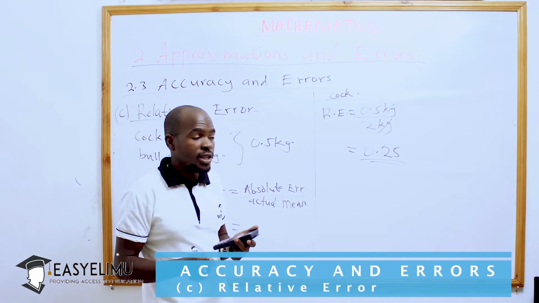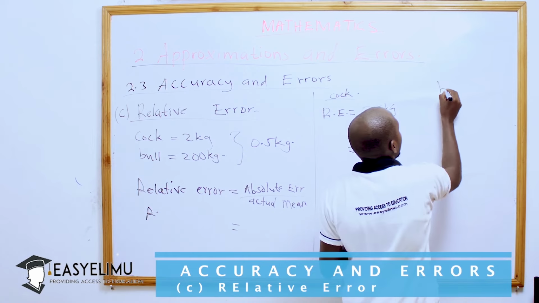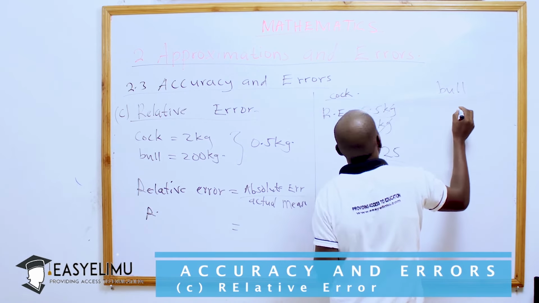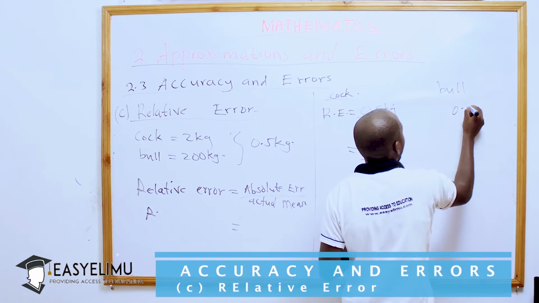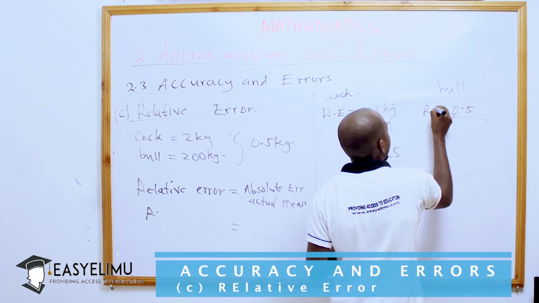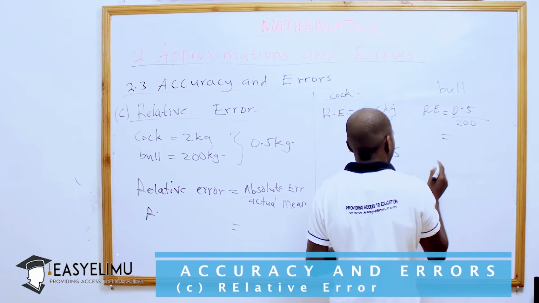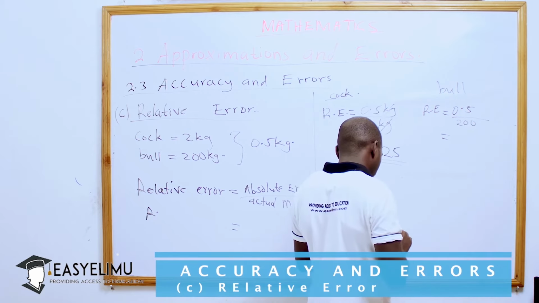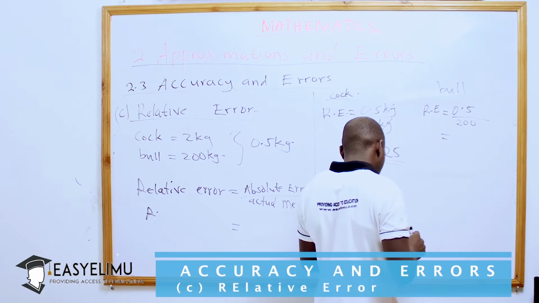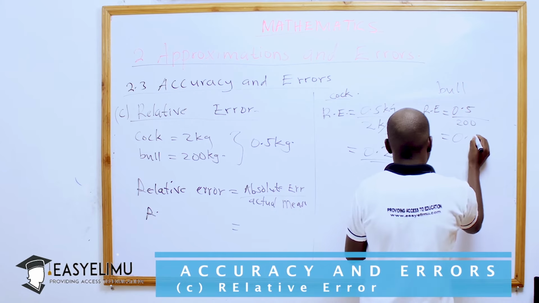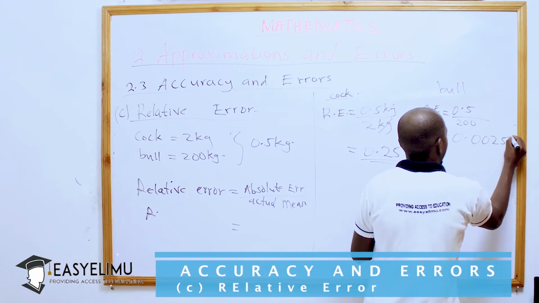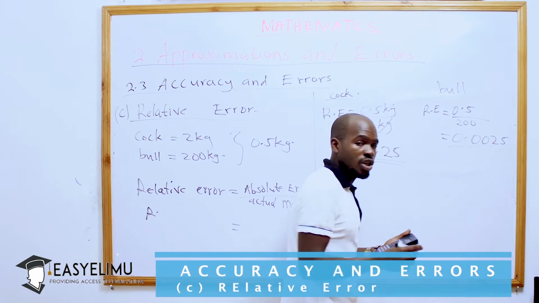It has no unit. And for the bull, which we require there, it is 0.5 over 200, and we shall find this one is going to give us, actually, a much smaller value. It has no unit too.